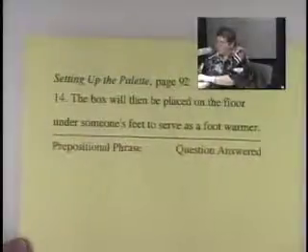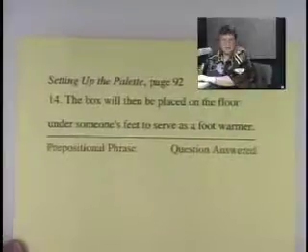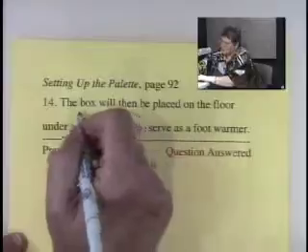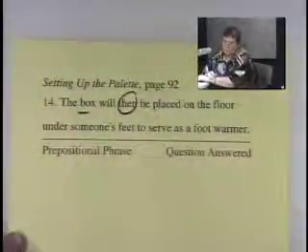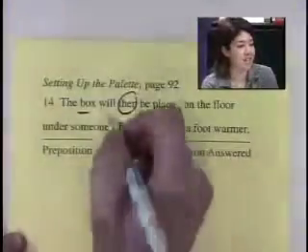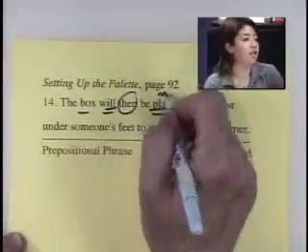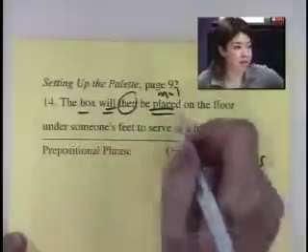The box will then be placed on the floor under someone's feet to serve as a foot warmer. Amy, where's the subject? Box. Where's the verb? Will then be placed. I then, you then, he then, we then. Where's that verb? Will be placed. And what kind of a clause is it? Main. What kind of a sentence is it? Simple. How about a prep phrase? On the floor.